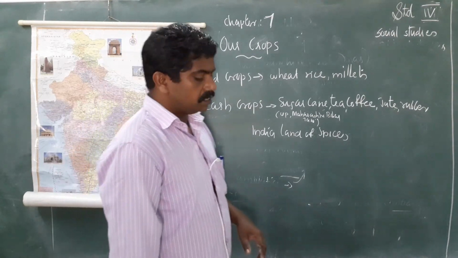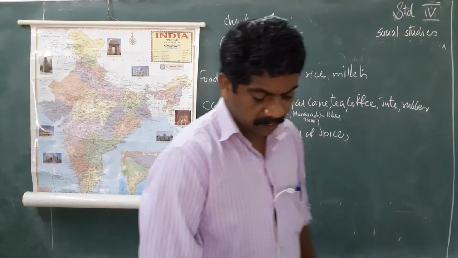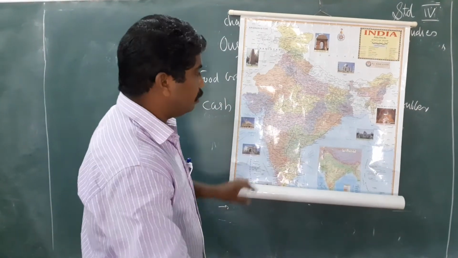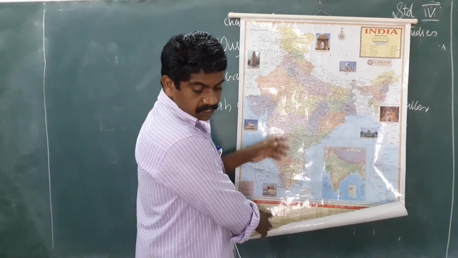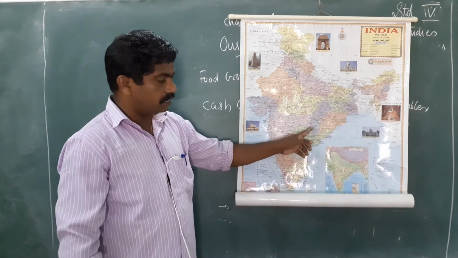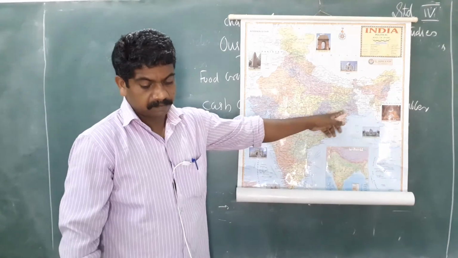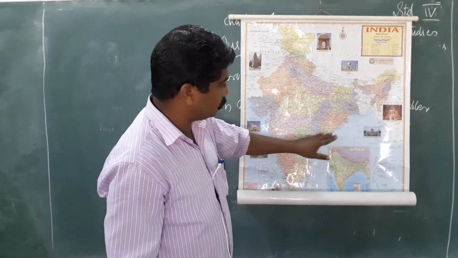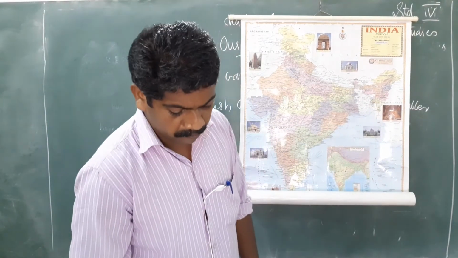India is one of the largest countries that produce different types of food crops. Let us see this third map, children. One of the important food crops is rice. Rice is grown in Andhra Pradesh, Odisha, Chhattisgarh, Tamil Nadu, West Bengal, etc. Rice is also grown in some parts of Kerala. These are the areas where we produce rice, which is a food crop.